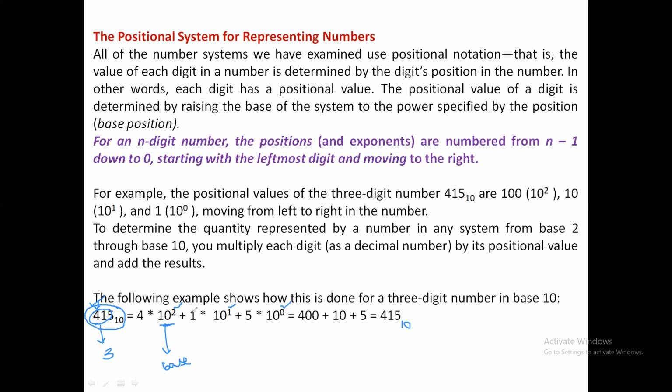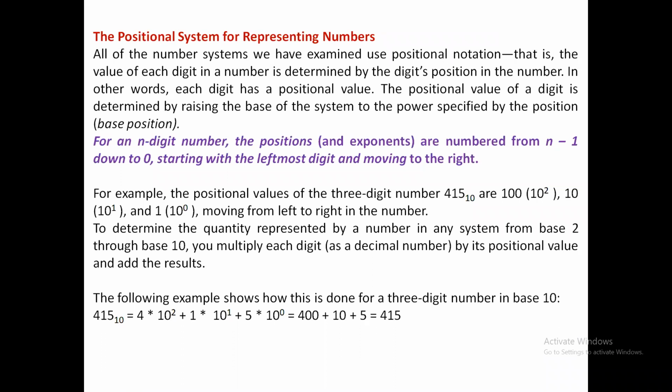It decreases like that. So if you calculate this value, 4 into 10 square is 400, plus 1 into 10 to the power of 1 is 10, 5 into 10 to the power of 0 is 5, since 10 to the power of 0 is 1. So this makes up the value 415 in decimal number system. That is how we calculate the actual value represented by a particular number in a particular number system. Because it is decimal number system, the value represented by the number is also the same. You will understand this difference when you come across the other number systems later.